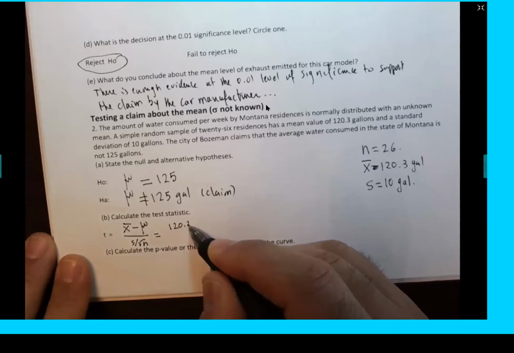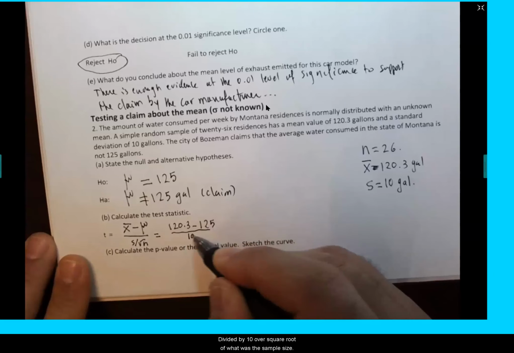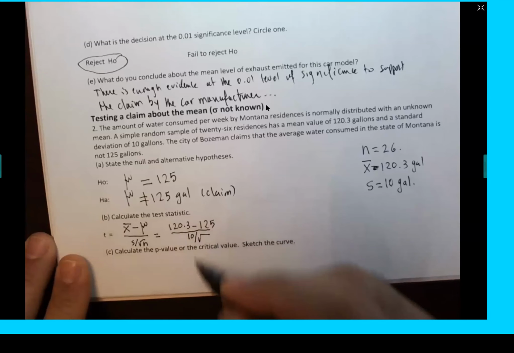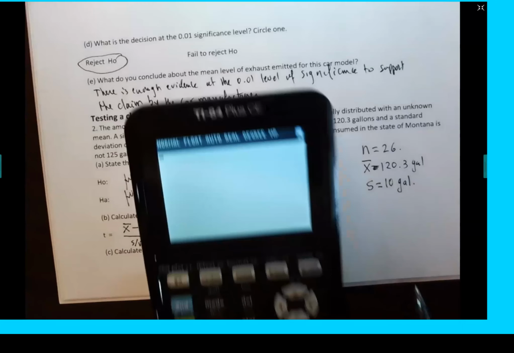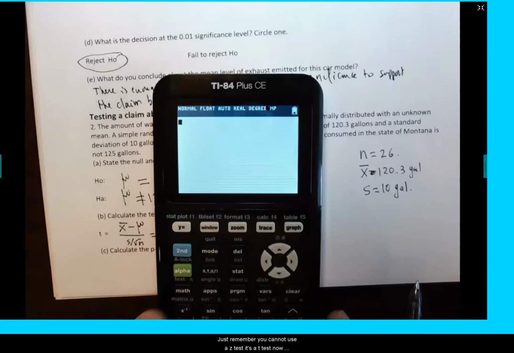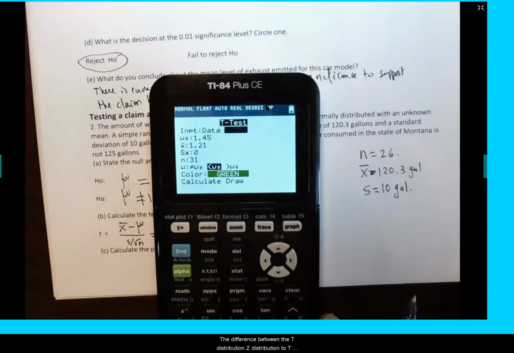120.3 minus 125 divided by 10 over square root of, what was the sample size? 26. Okay, look what you do, guys. Very simple. Using the p-value, it couldn't be any easier here. Stat, tests. Remember, you cannot use the z-test. It's a t-test now. We're using a t-distribution. The difference between the t-distribution and z-distribution is that the t-distribution has a thicker tail, as you noticed, and it has degrees of freedom. As the degrees of freedom increase, the z and the t will become very close together.